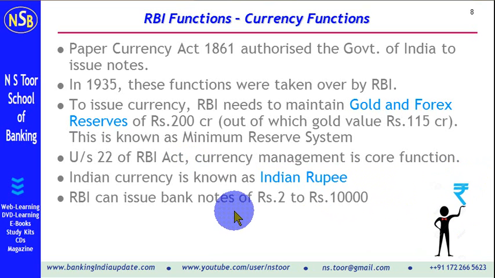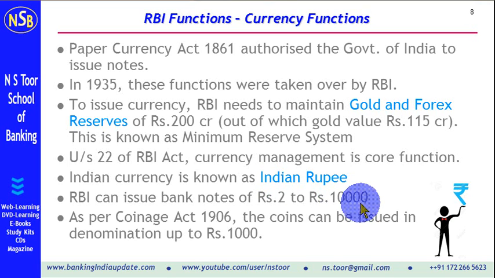RBI can issue bank notes with denomination of minimum rupees 2 and maximum rupees 10,000. Although presently the highest denomination notes which RBI is issuing is rupees 1000 note. As per Coinage Act 1906, the coins can be issued in denomination up to rupees 1000. Although presently these coins are being issued in general up to rupees 10 only.